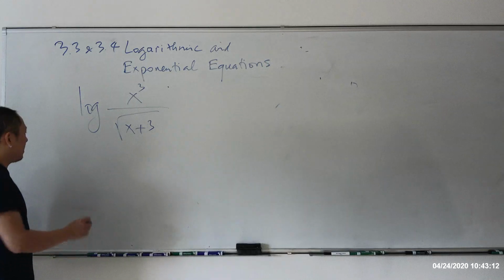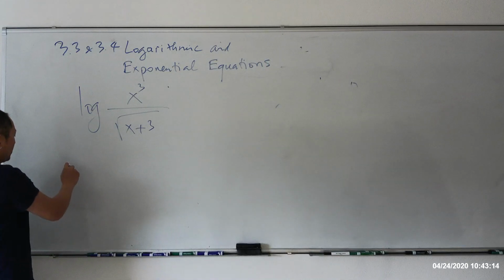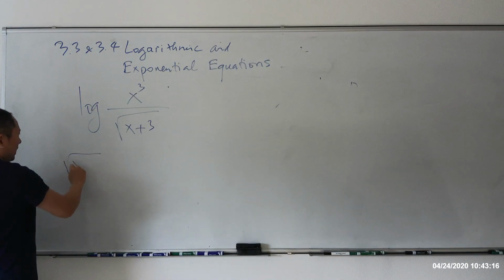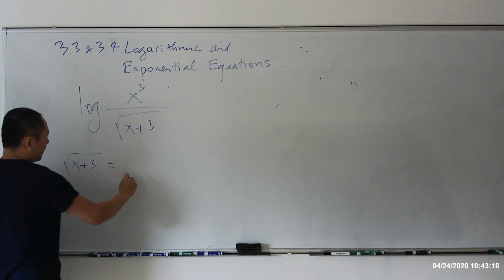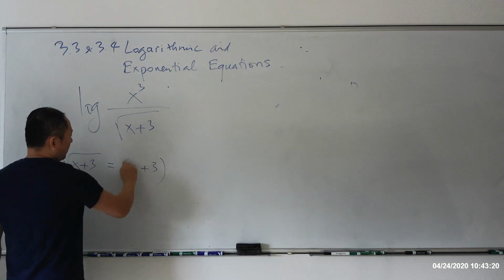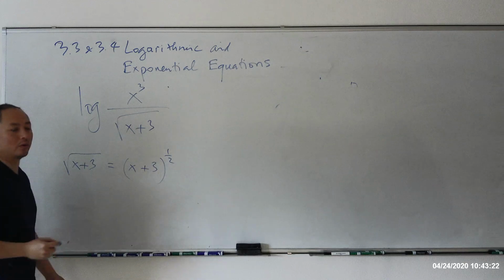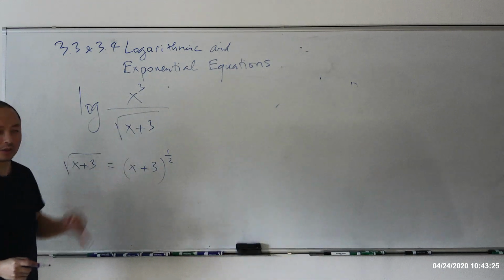And this is how you convert from radical to exponential form. Square root of x plus 3 is actually the same thing as x plus 3, everything raised to the 1/2. Square root means 1/2, but cube root means 1/3. Okay?